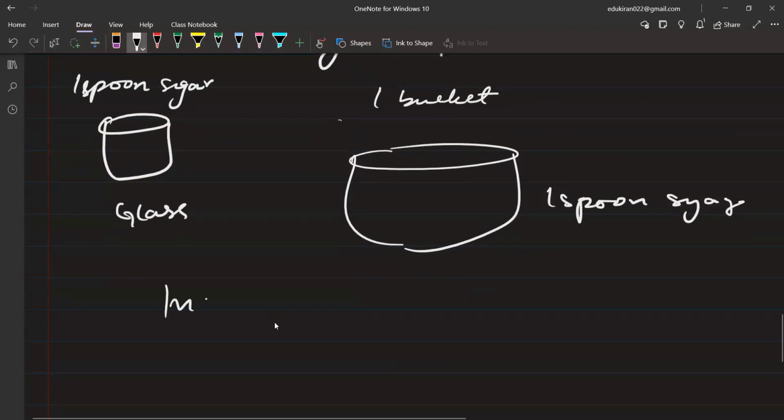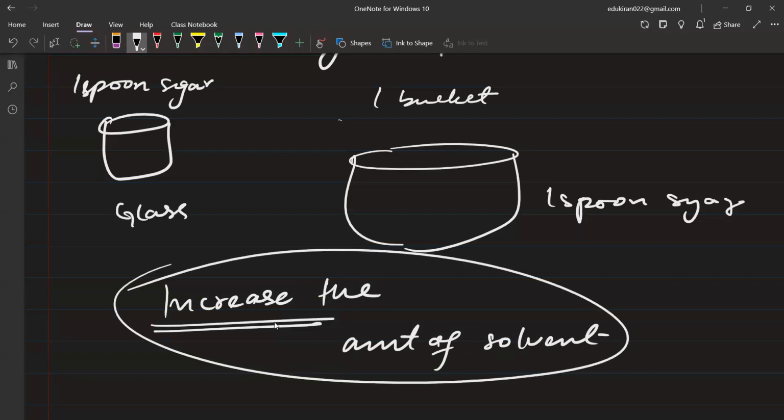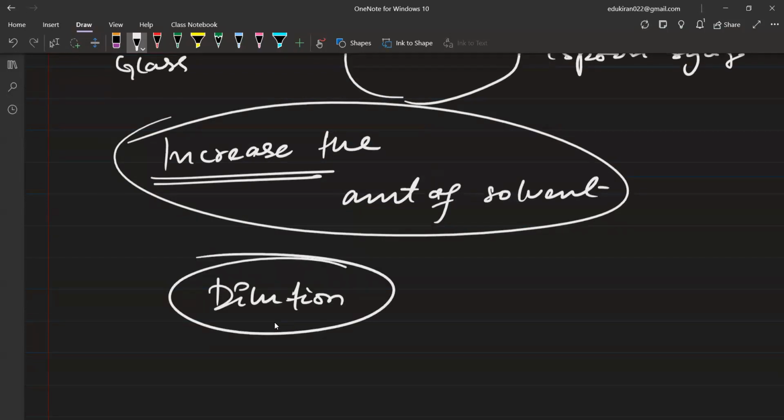But if I increase the amount of solvent, what is the increase called? Increase in dilution, we say. Yes or no? Dilution is the increase in the amount of solvent, taking more water.